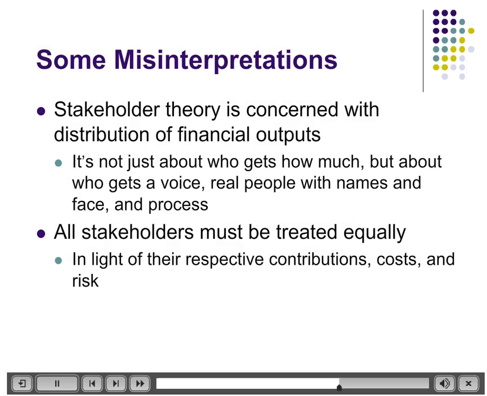So what are some typical misinterpretations around this idea of stakeholder theory? Number one, the idea that stakeholder theory is only concerned about distributing our financial outputs, and therefore it has to be distributed equally amongst everybody. No, that's not necessarily true. It's not just about who gets how much, but about who has a voice, who can be heard. Even if someone doesn't get a benefit, if they feel heard, there's a benefit in that. And so it's about making sure it's a fair process and that we have voice and concern for everybody involved.